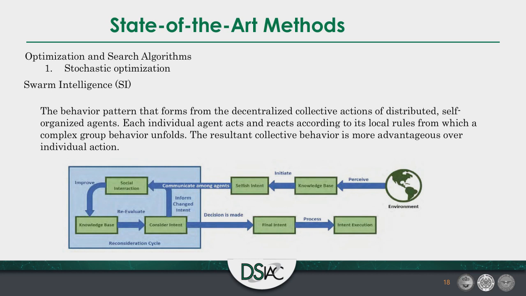Another family of algorithms within stochastic optimization and meta-heuristics are the swarm intelligence algorithms, and essentially they model behavior patterns that form from decentralized collective action of distributed self-organized agents. They are based on a lot of observation from the animal world and how certain animals behave a certain way. Essentially the collective actions appear to be organized and provide an advantageous output for the whole agency, meaning the multiple agents. Each individual agent acts and reacts according to its local rule, from which a complex group behavior unfolds. The resultant collective behavior is more advantageous than individual actions.